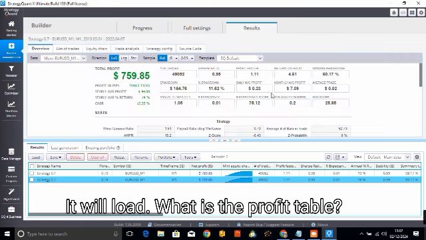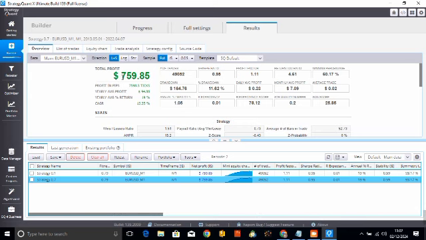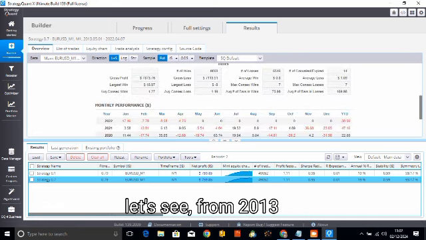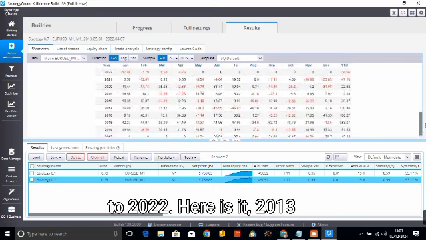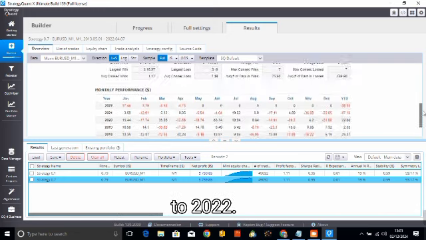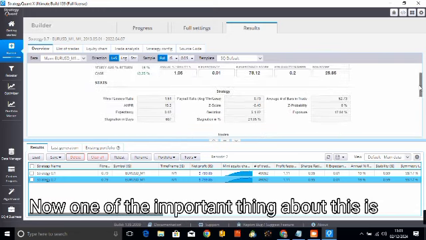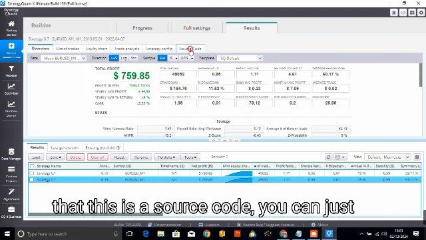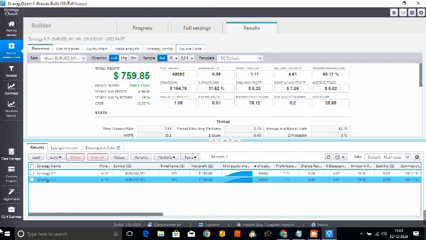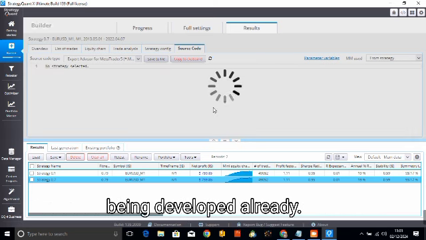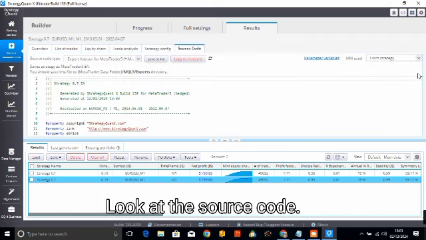Then it will load. What is the profit? Profit 759, from which year to which year? Let's see. From 2013 to 2022. Here it is, 2013 to 2022. Now, one other important thing about this is that this is the source code. You can just push the source code from here, and your EA is developed already. Look at the source code.